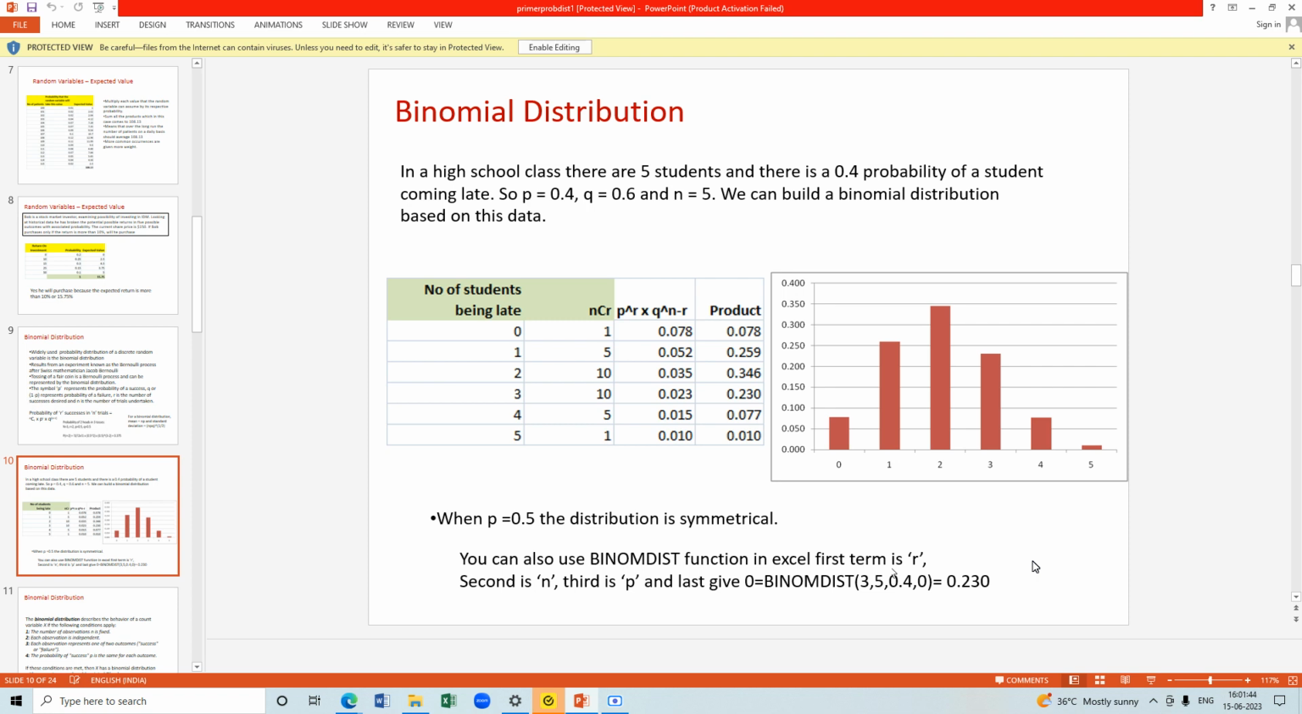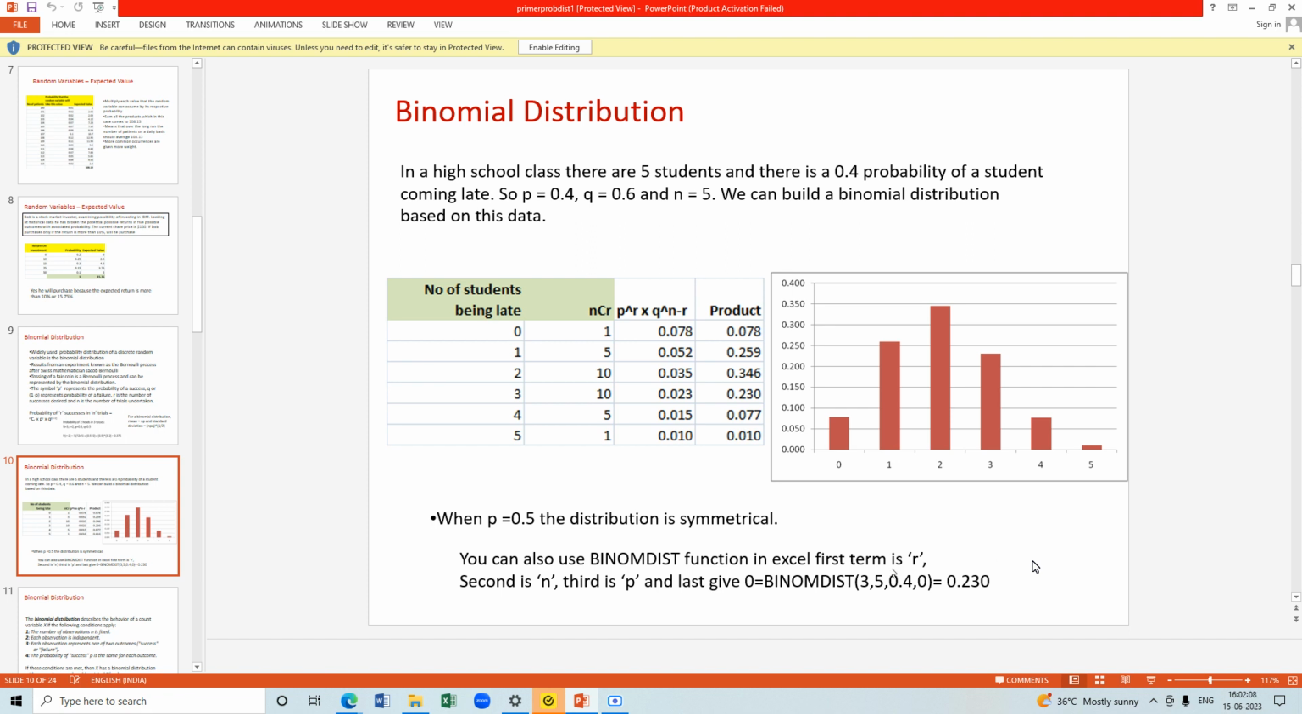You can put this across as a histogram chart, a frequency chart, and you get what you have on the slide on the right side. Remember that if P is 0.5, then the distribution is symmetrical. Although in this particular case, the distribution appears to be slightly skewed to the right.